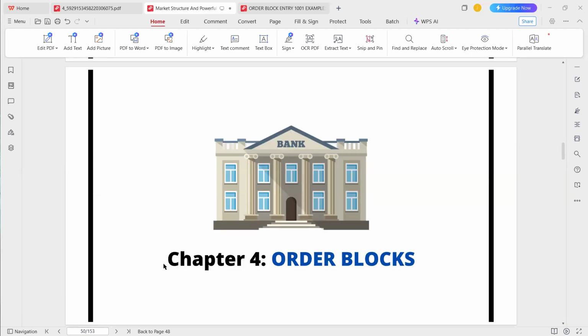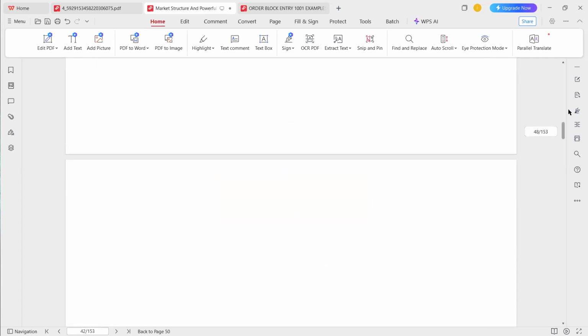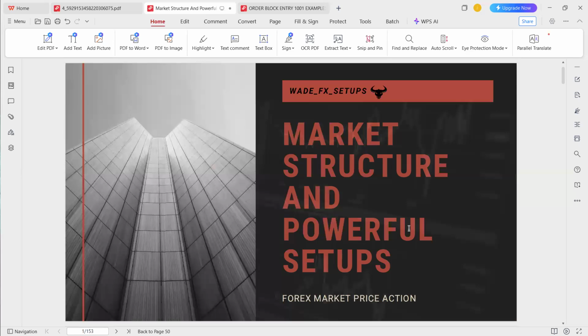So, welcome to chapter 4, order blocks, of the book Market Structure and Powerful Setups by WadeFX Setups, Forex Market Price Action.